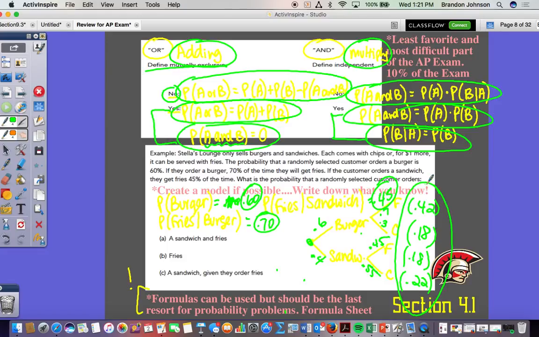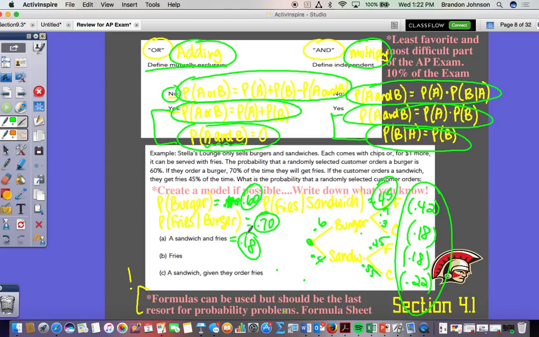Okay? Now, before I do anything, I've done my diagram. I put it in context. It looks good. Now, go to this. What's the probability of ordering a sandwich and fries? 0.18. Yeah, so sandwich and fries would be 0.18, right? So we're just going to put that there.